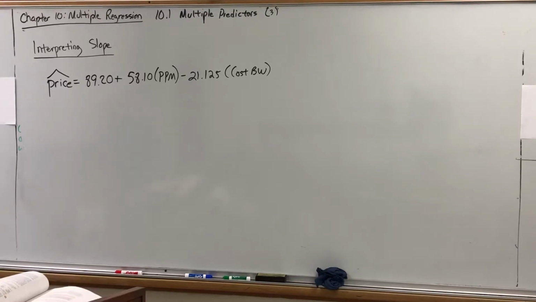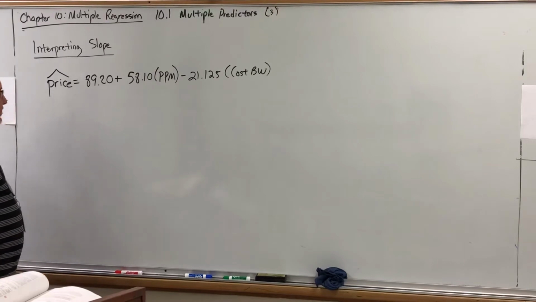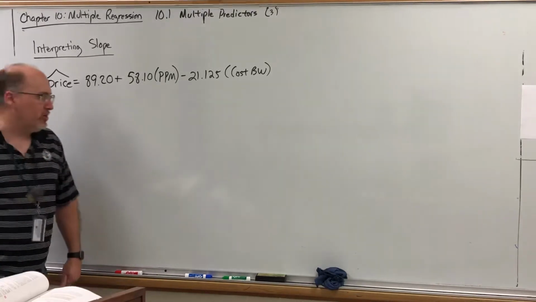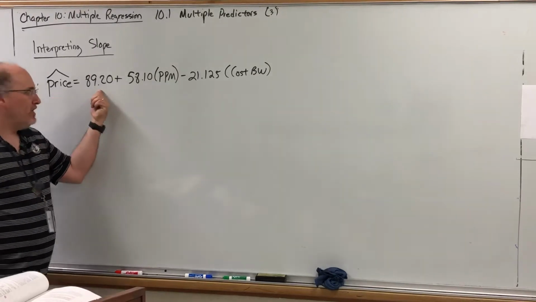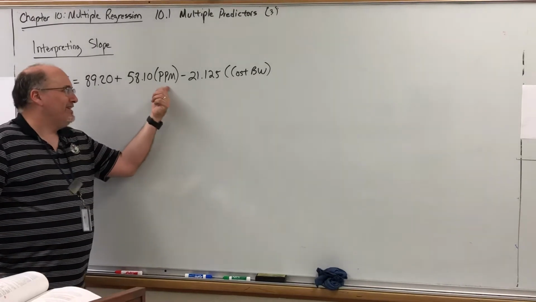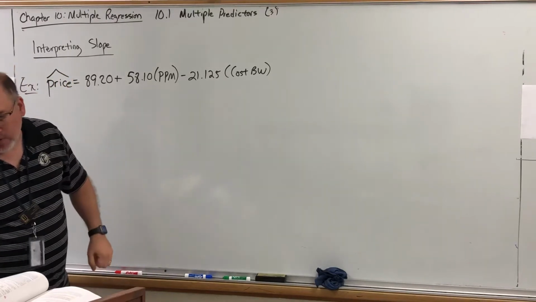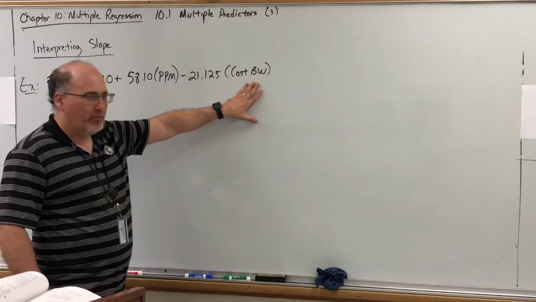Okay, so I changed my mind. At the end of the previous video, I said we were going to recycle the computer output to answer some more questions, but that will be later in this series of videos. However, I am going to use the regression equation that we built from that computer output. So the same regression equation that we had before: the predicted price of a printer is equal to 89.20 plus 58.10 times the ppm, the speed in pages per minute, minus 21.125 times the cost BW, the cost in cents to print one black and white page.